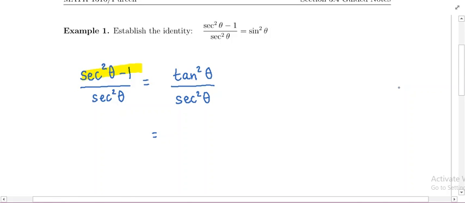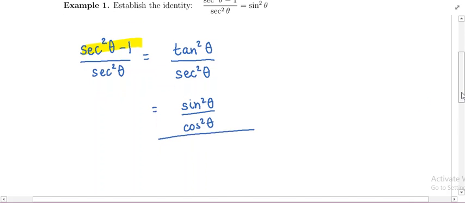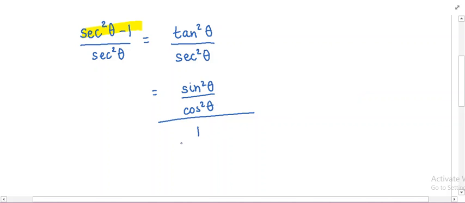The next thing I'm going to try to do is, I've got tangent and secant involved, so both of those things I can turn into sines and cosines. That is one of the tips that was given when you're establishing an identity: try turning everything into sines and cosines. The top is tangent squared of theta. I can rewrite that as sine squared theta over cosine squared of theta. That's what tangent squared of theta is. So that's the numerator. And then in the denominator, I have secant squared of theta, which is the same thing as 1 over the cosine squared of theta.